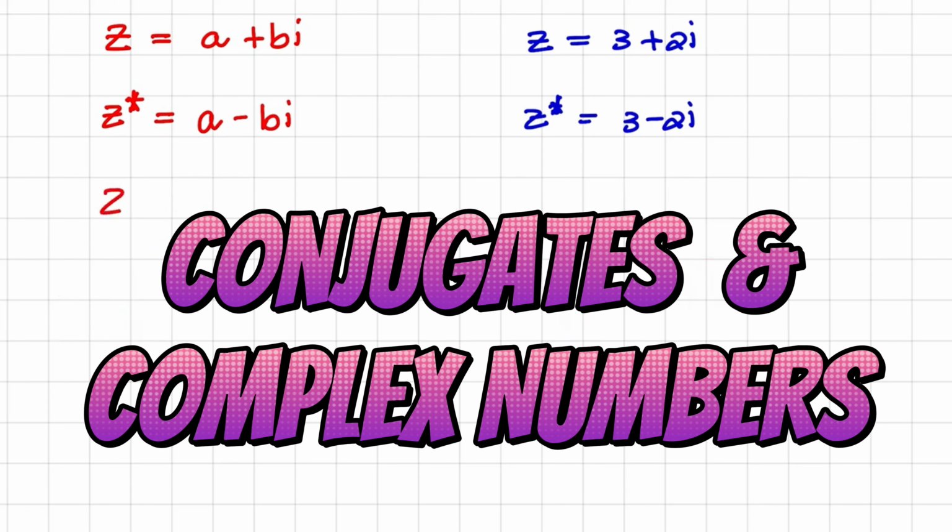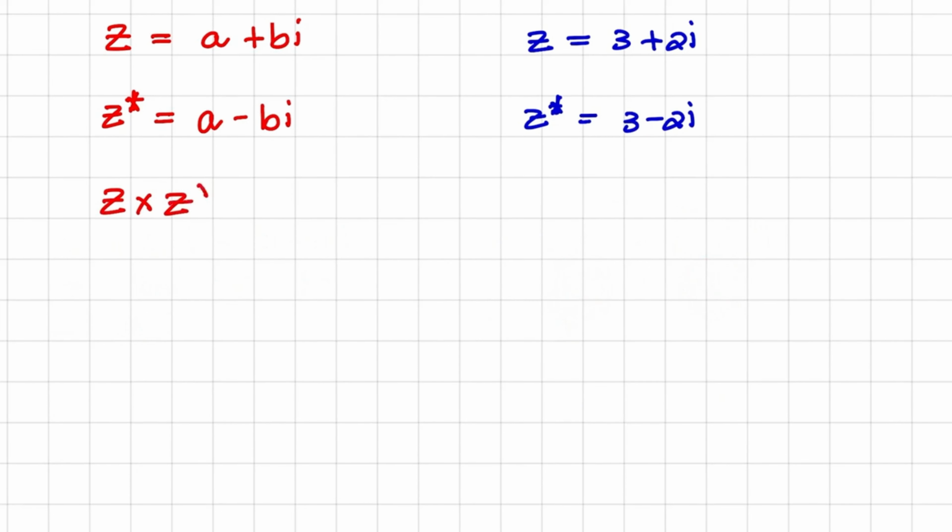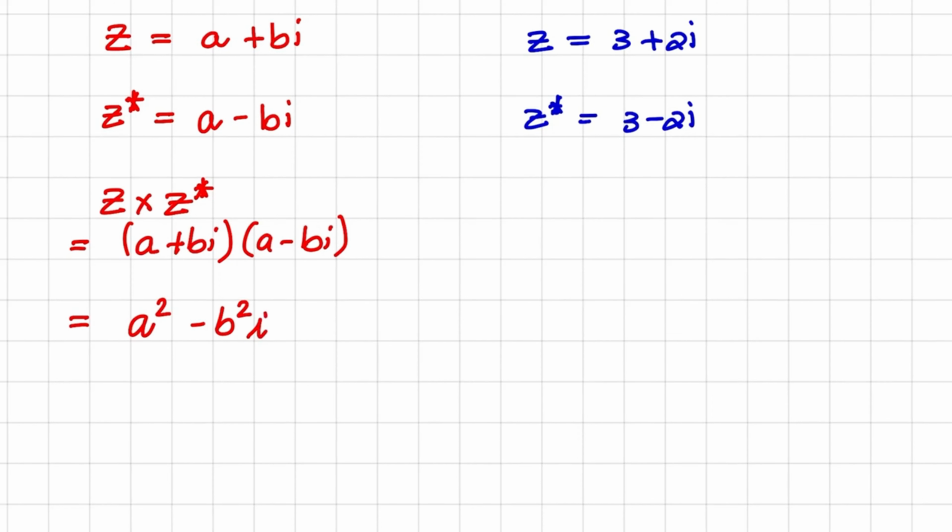Let us see what happens if we multiply a conjugate with a complex number. So in this example, it will be a plus bi times a minus bi. And when I simplify, that leads to a squared minus b squared i squared. But remember that i squared is equal to negative 1 because i represents the square root of negative 1, and when I square that, it leads to negative 1. So if I simplify further, I have a squared plus b squared.